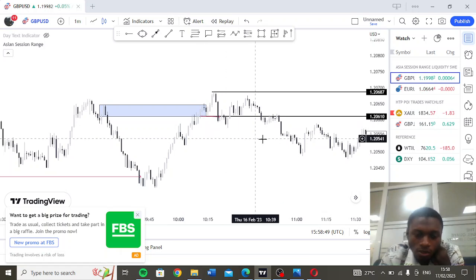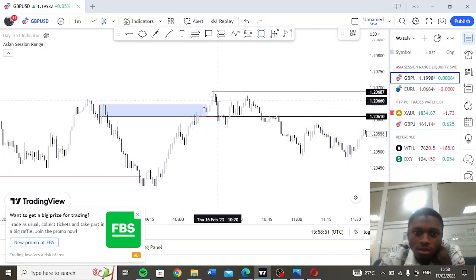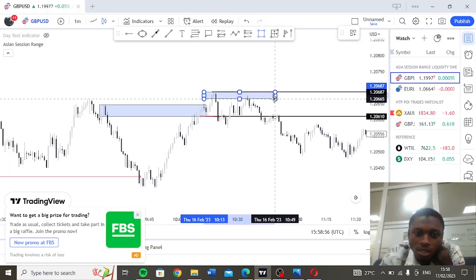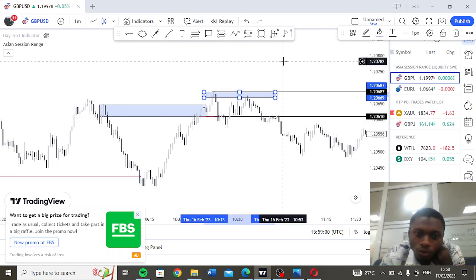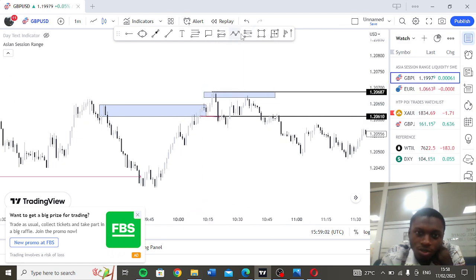So now we can start looking for entries again. We find the last opposite candle that caused a break of structure. This was the last opposite candle. This was the last bullish candle that caused a break of structure. So we find it and then we put our entry on it.